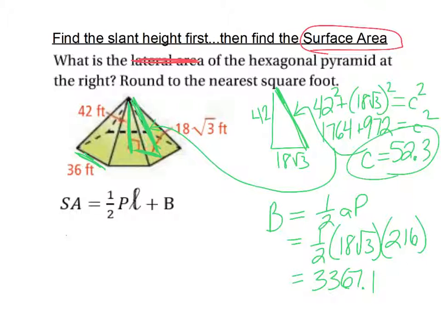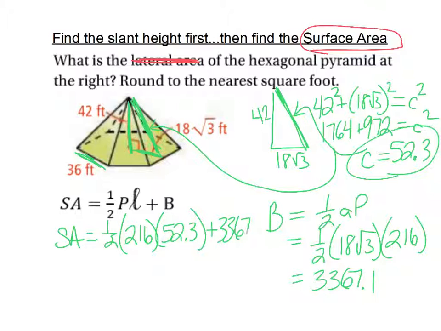Okay, let's fill it all in. The surface area is equal to 1/2 the perimeter of the base. We found that earlier. The perimeter of the base was right here. We said it was 216. That's the 36 times 6. The L is your slant height. That's what we did the Pythagorean Theorem to find. Plus the area of the base, that's what we just found over here, the 3,367.1.